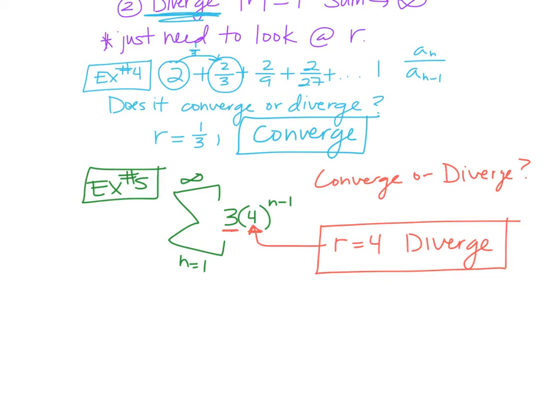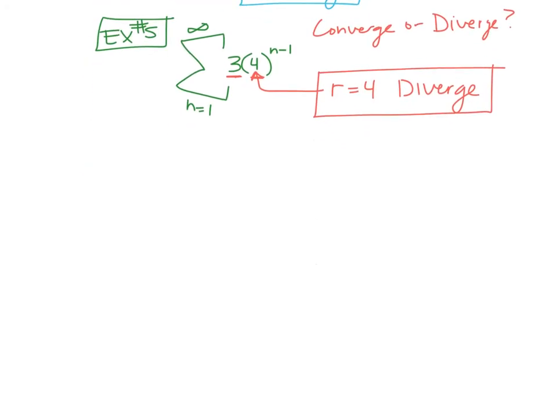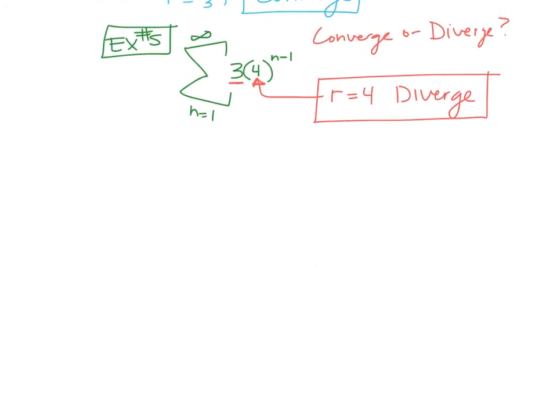So anyway, a number greater than 1 for our common ratio means it's going to diverge. Okay. Okay. Last thing, letter C here. We're going to talk about infinite series.